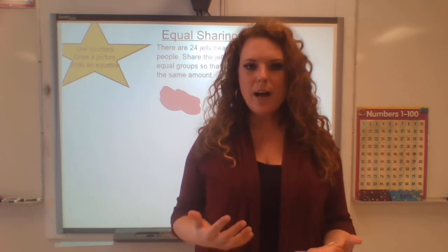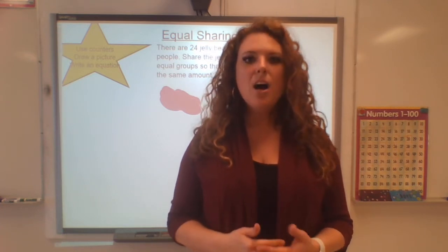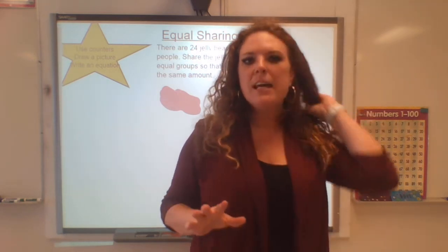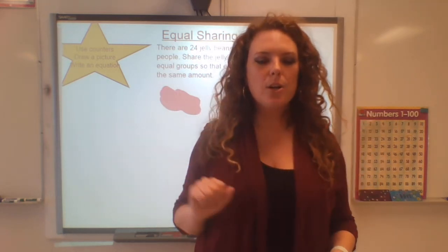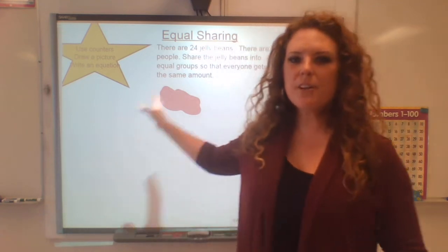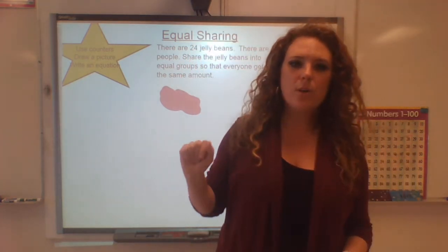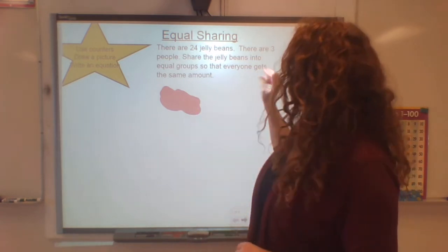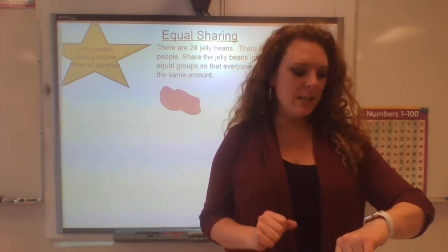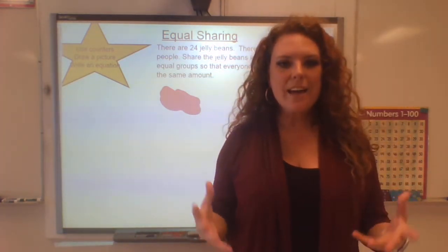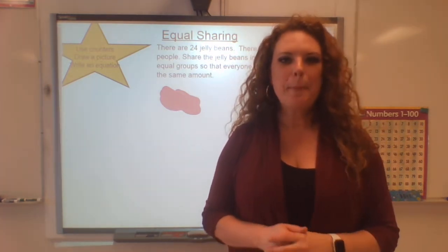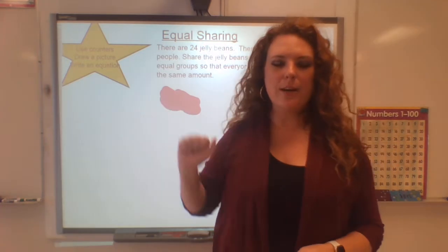The questions that you have on your worksheet for today are very much like this question. So we're going to go through this question together. Now I'm going to read the question for you, and then we're going to go through what I want you to do. So the very first question, it says there's 24 jelly beans. There are 3 people. Share the jelly beans into equal groups so that every person gets the same amount, or equal groups. Now, I have on here that we're going to use counters.